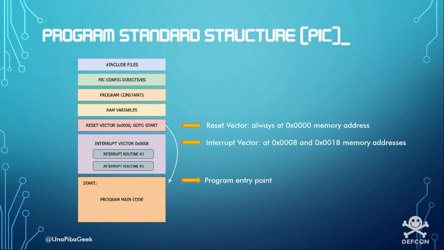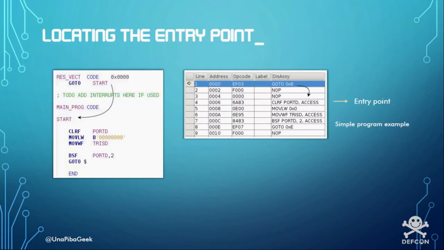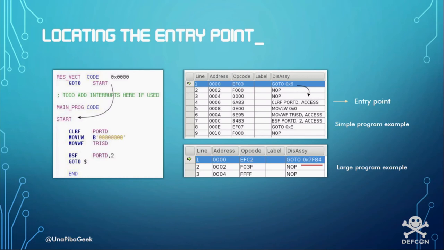In the middle, the interrupt vector is present at the address 8 or 18, but we'll go deeper on that later. Here we can observe a jump to the entry point in the source code as well as in the disassembly view. This little program does not use interrupts, so the goto in the reset vector is making a very short jump. But in large programs, like this other one, the jump is going to be quite longer.